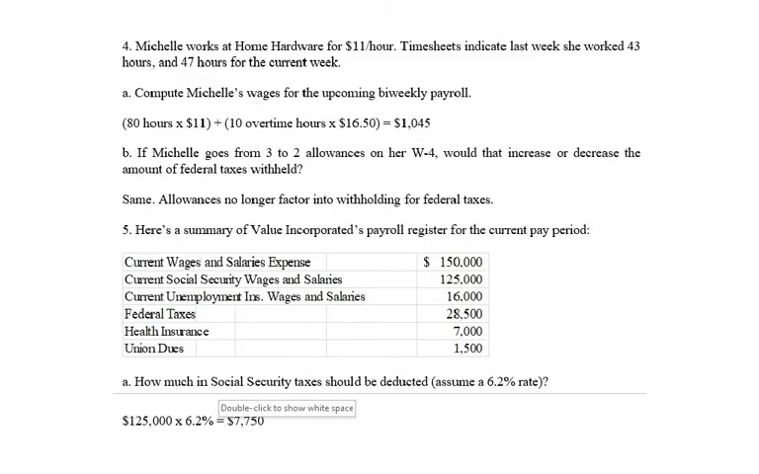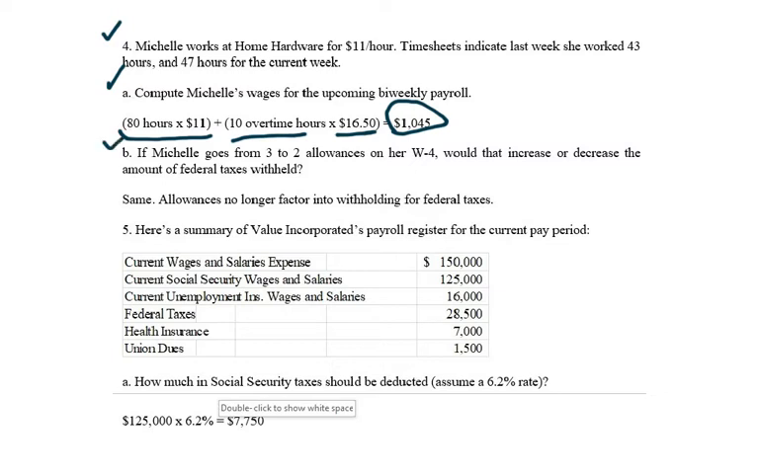All right, now Part 4. Again, Michelle works at Home Harbor for $11 an hour. Her timesheets indicate that last week she worked 43 hours and 47 in the current week, so we want to compute her wages for the upcoming biweekly payroll. She worked a total of 80 hours at the regular rate of $11, and there's a total of 10 overtime hours, 3 for the previous week, 7 for this week. Those are going to be at 1.5 times 11, so $165. Add all that together, and the gross amount of payroll here would be $1,045.